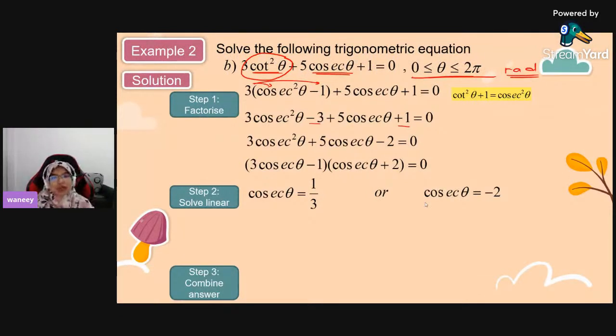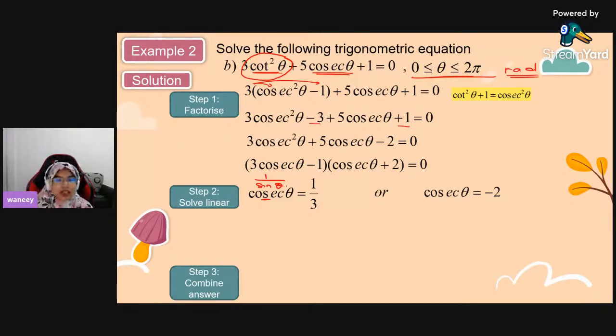Okay, so now this is a linear function. For linear, we only learn how to solve for sine, cos, and tangent. So if you have something with cosecant, cotangent, or even secant, you need to change them to become sine, cos, and tangent. Okay, cosecant. So 1, 2, 3. The third letter is S. So this is 1 over sine. Okay, so cosecant is 1 over sine. So this is 1 over sine theta.